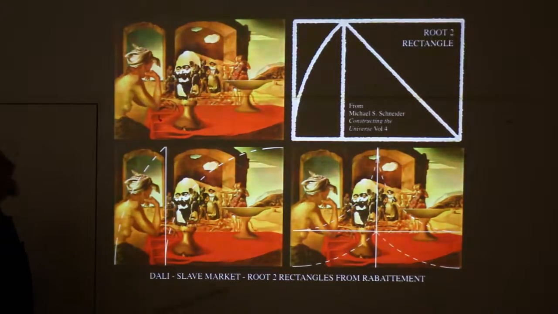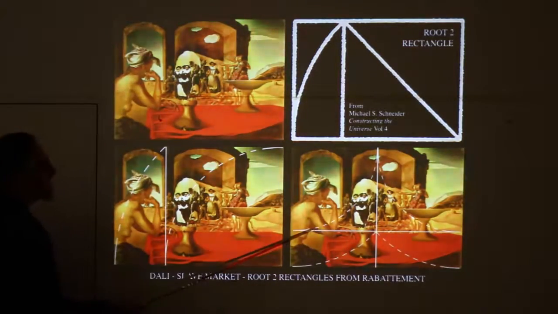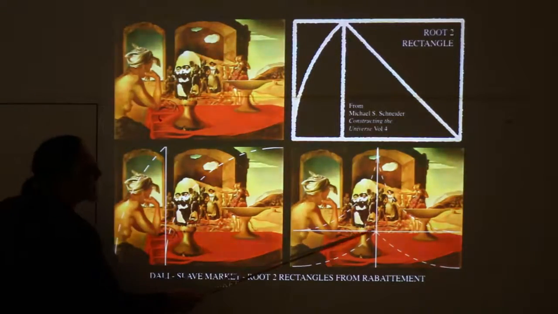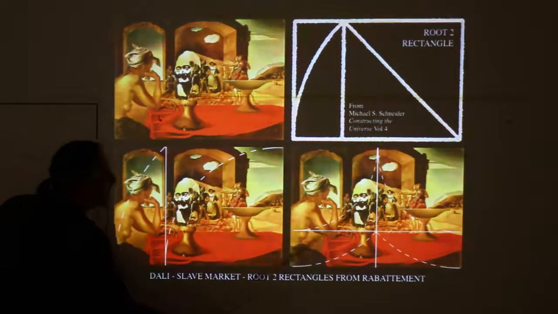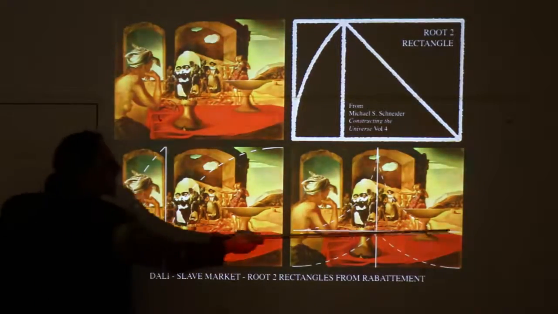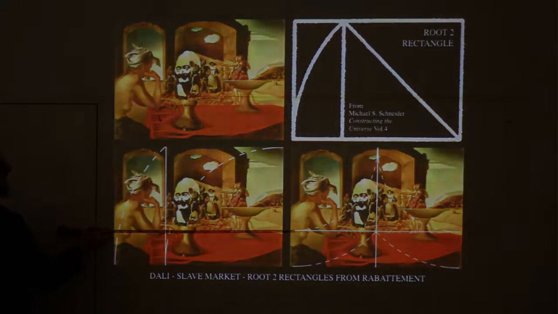And then he repeats that process by dividing it in 2. Dividing it in 2, he then does another rabattement, and then with the diagonal here, draws that diagonal across, and that gives him this, which ends up being the table that the woman is sitting at.